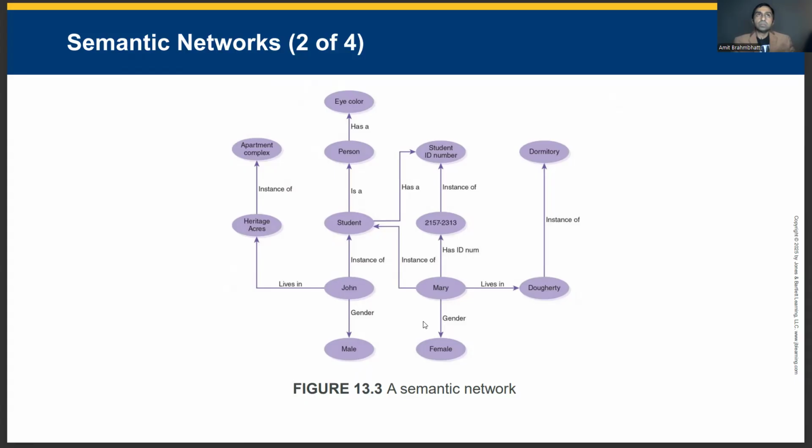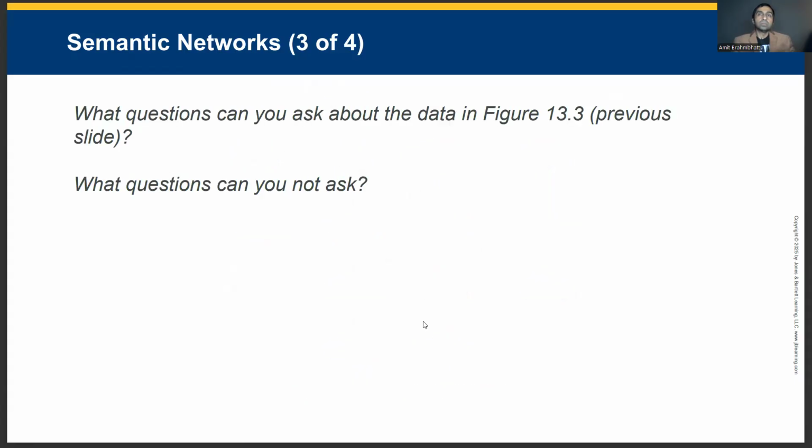Slide 15, semantic networks, 3 of 4. This slide asks what questions you can and cannot ask using the semantic network. You can ask questions that follow the explicit relationships, for example, does a bird have wings? But you cannot ask questions that require information not encoded in the network, for example, details about behavior or color, if those relationships weren't included. Semantic networks work only as well as the relationships they contain.